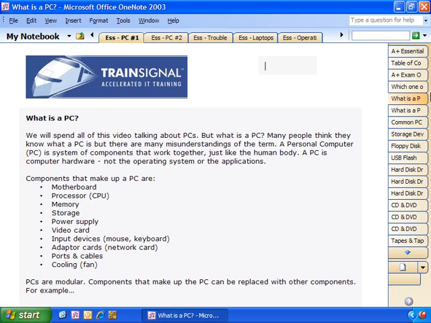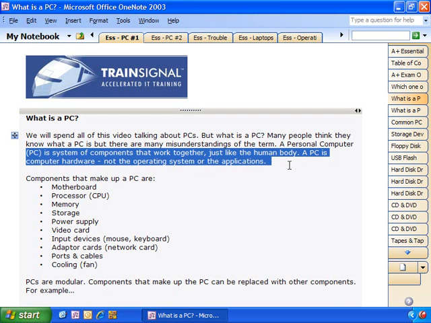A personal computer, or PC, is a system of components that work together just like the human body. A PC is computer hardware, not the operating system or the applications. And there's a lot of components that make up a personal computer, just like my comparison of a personal computer to the human body. The human body has a heart, a brain, lungs, kidneys, all these different things that are required to make the body work. There's very few redundant components in the human body, so without any one of those, typically the body is in trouble. Same thing with the PC.